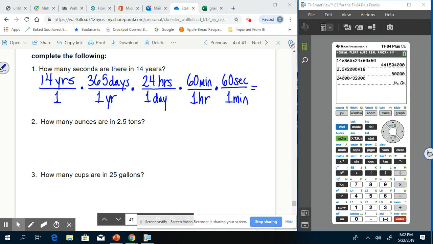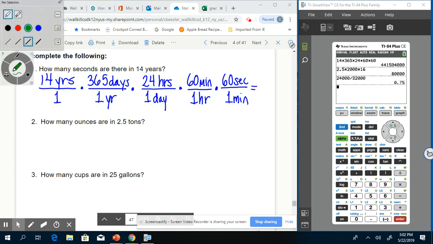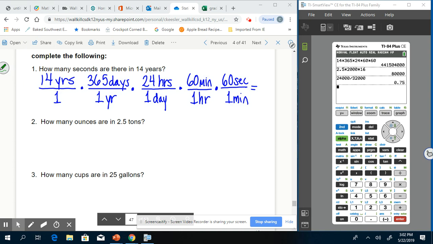So now if I'm converting, I can cancel out all those units that are diagonal from each other, and I should be left with the 1 unit I want, which is seconds. So years cancels out because years divided by years is 1. Days cancels out because days divided by days is also 1. Hours cancels out because hours over hours equals 1. And minutes cancels out because a minute over a minute is 1. And I'm left with seconds.